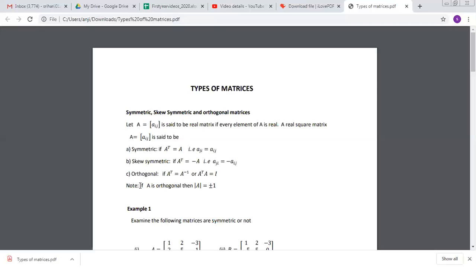Note, if A is an orthogonal matrix, then determinant of A equals plus or minus 1. Important point: if A is an orthogonal matrix, then determinant of A equals plus or minus 1.